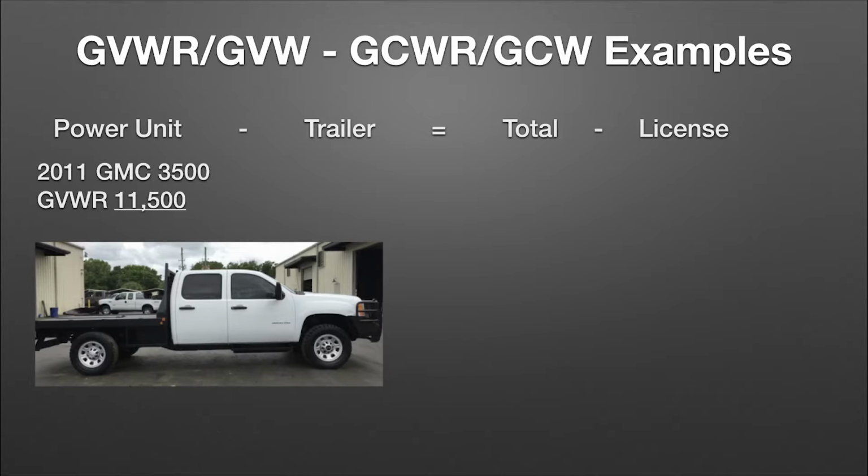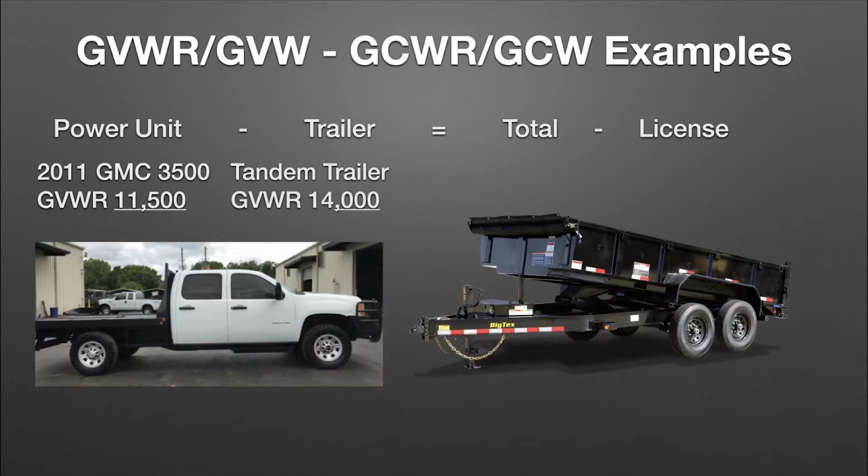His gross vehicle weight rating is 11,500 pounds. Let's hook him up to a 14,000 pound trailer. So we've got that enclosed dump box trailer. Total gross vehicle weight rating on this is going to be 25,500 pounds. So we added that all up.